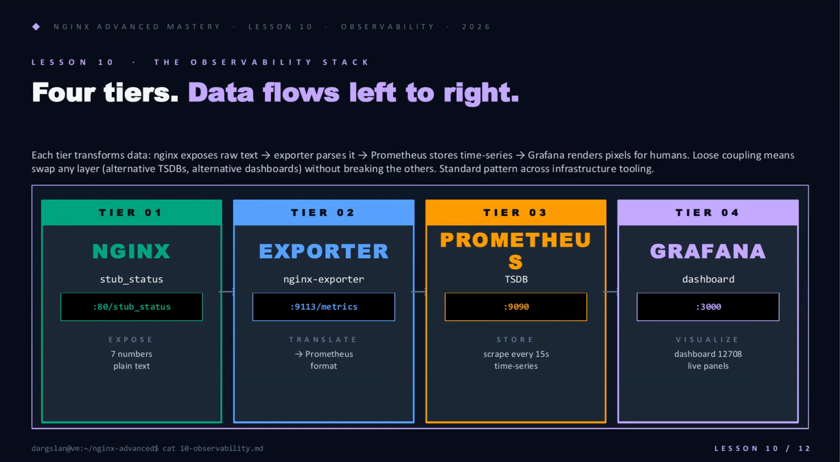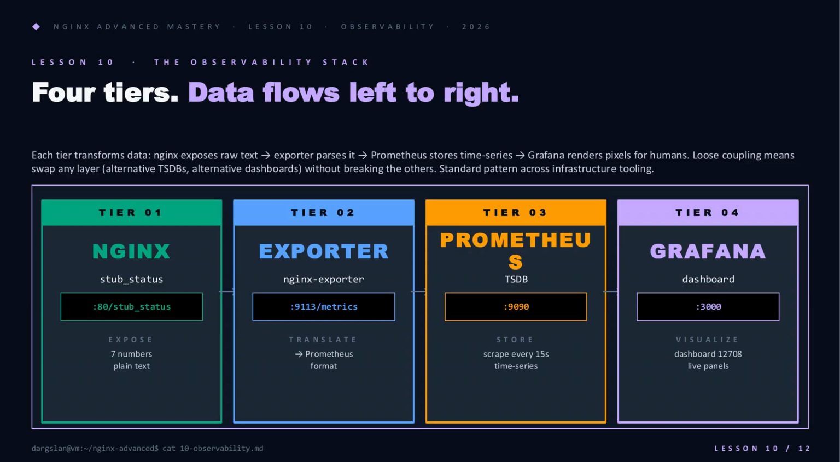Now picture the data flowing left to right through those 4 tiers. nginx exposes 7 raw numbers on port 80. The exporter translates them to Prometheus format on 9113. Prometheus scrapes every 15 seconds into its time series database on 9090. Grafana renders the dashboard on 3000.